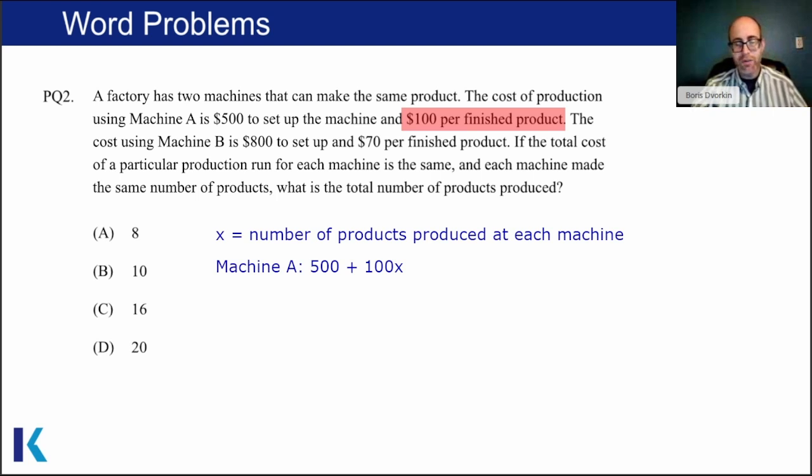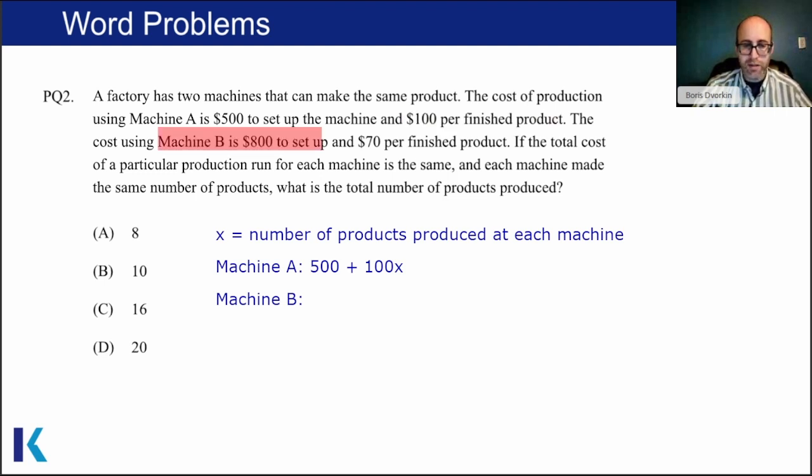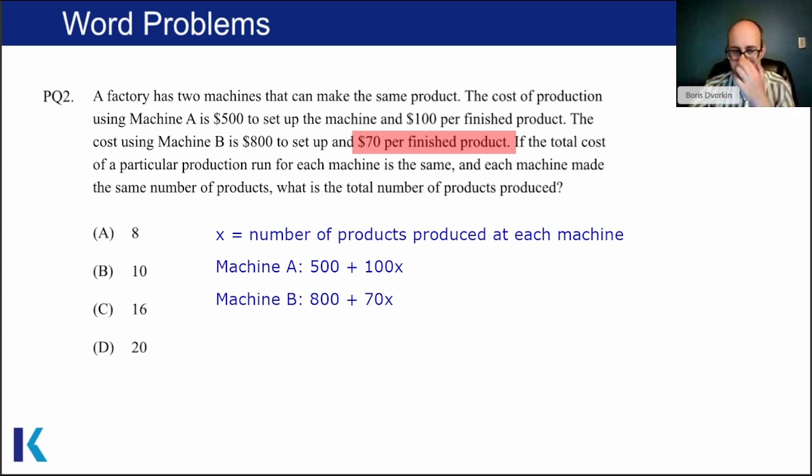Now, machine B, if you understand machine A, follows a very similar pattern. So take a moment, pause, digest, make sure you see how we got our translation for machine A. Now for machine B, it's the exact same thing, just with different numbers. It is $800 to set up, so it begins with an 800 plus, and then it is $70 per finished product. That's 70x. Notice I am using x again because it says in the question that they each make the same number of products. You can't assume that. If it did not say that in the problem, you'd have to use a different variable for each machine.